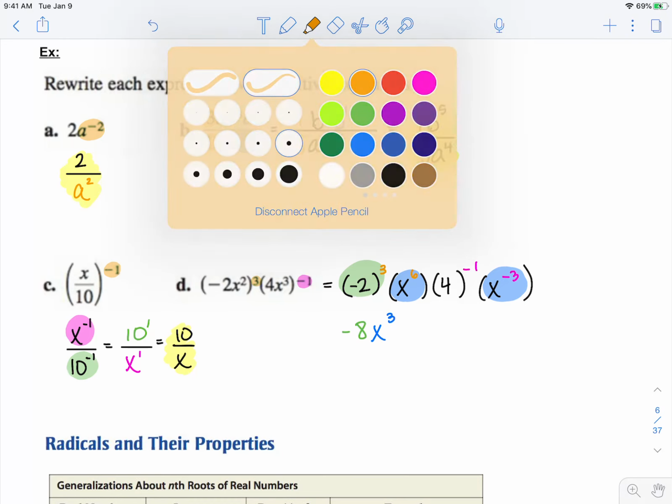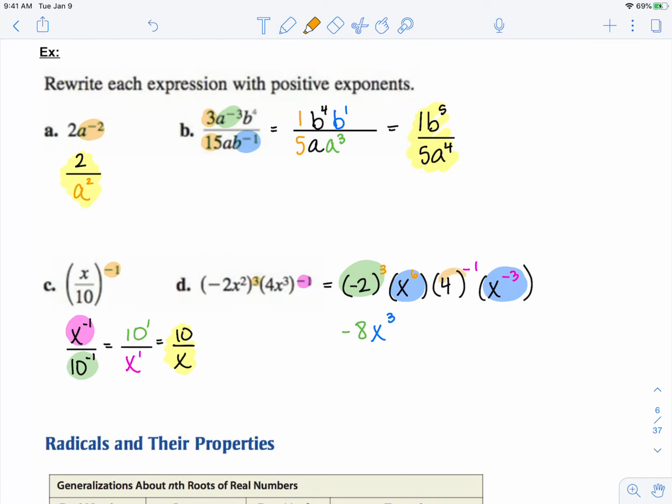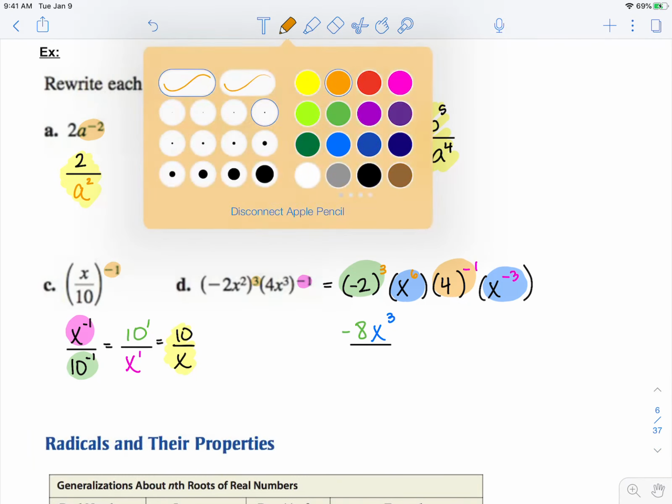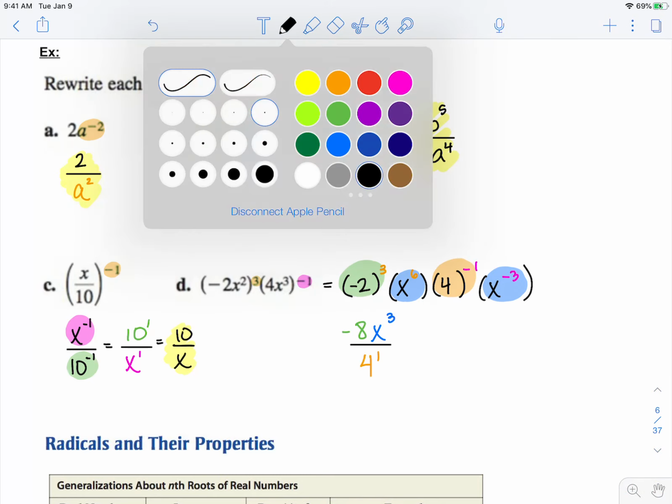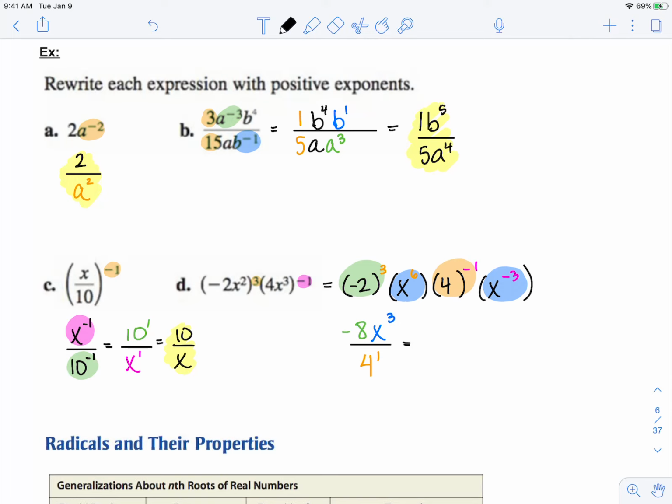Now remember, we don't like negative exponents. So this 4 to the negative 1 is now going to move to a denominator I will create, which is 4 to the 1st. So to simplify, negative 8 divided by 4 is negative 2, and we're still left with x to the 3rd.